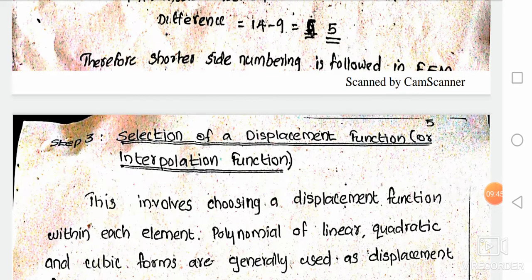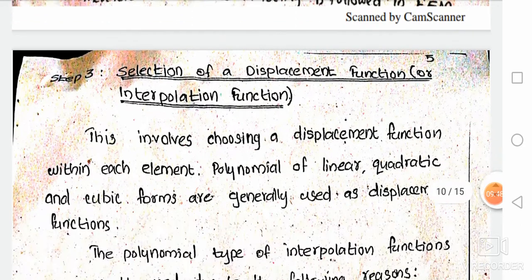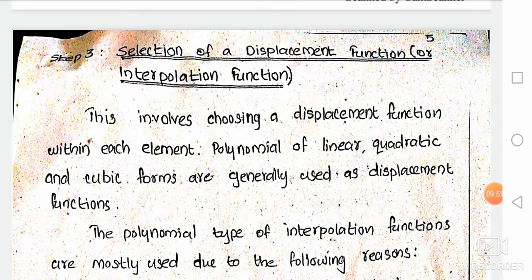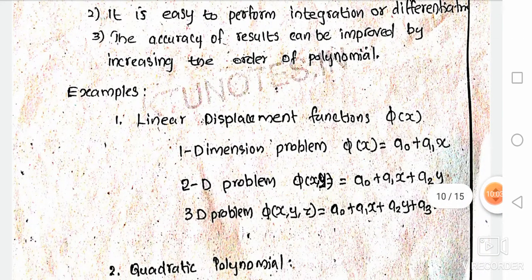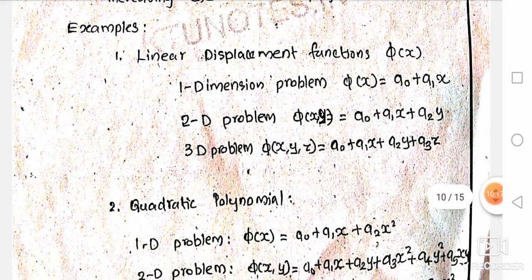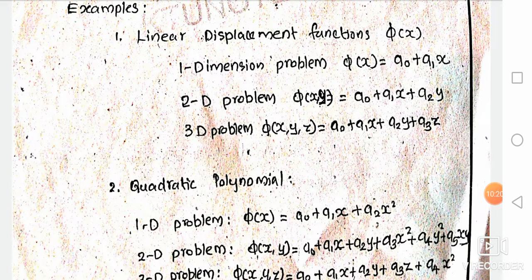The third step is selection of a displacement function or interpolation function. This involves choosing a displacement function within each element. It may be polynomial, linear, quadratic or cubic forms. For example, for a linear displacement function in a one-dimensional problem, phi of x equals a0 plus a1x. In a two-dimensional problem, a0 plus a1x plus a2y.